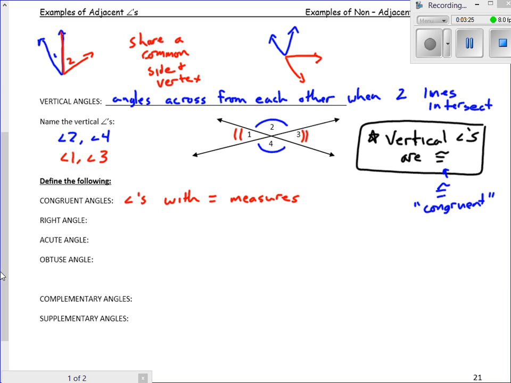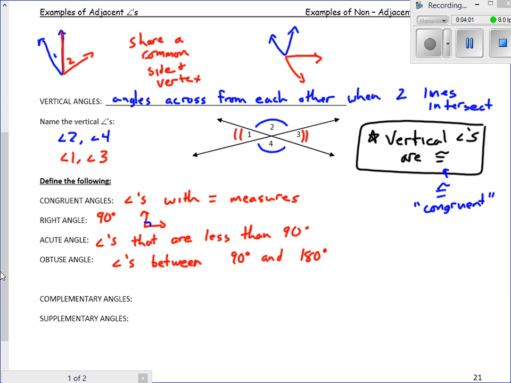So a right angle, this is probably not new to you. It's an angle that measures 90 degrees. And just as a quick reminder, if you see an angle with that little box in it, that's our indicator that we have a right angle. Acute angles are angles that are less than 90. And then an obtuse, that's an angle between 90 degrees and 180 degrees.